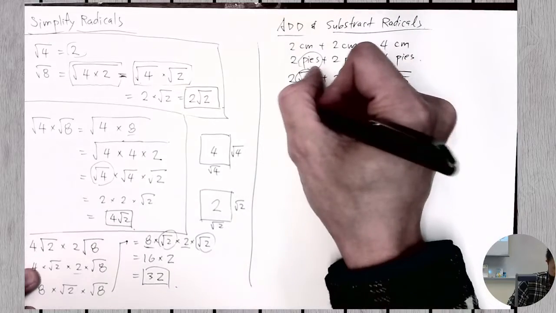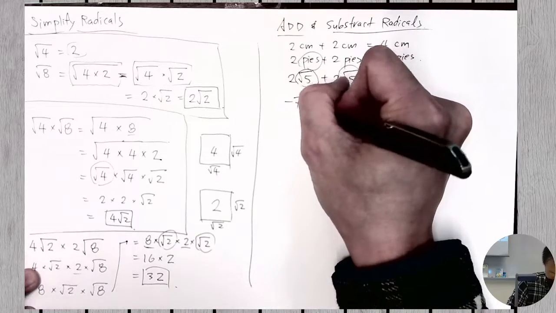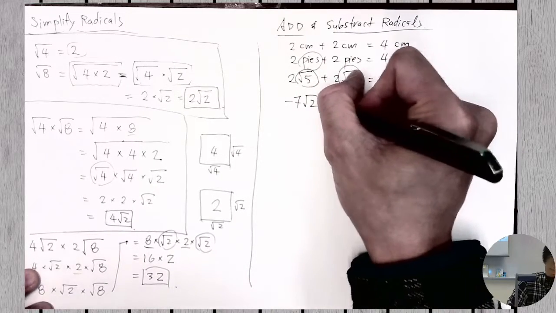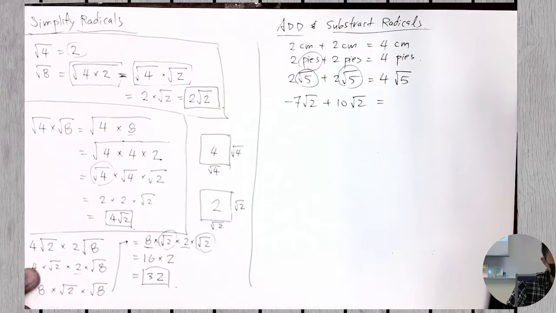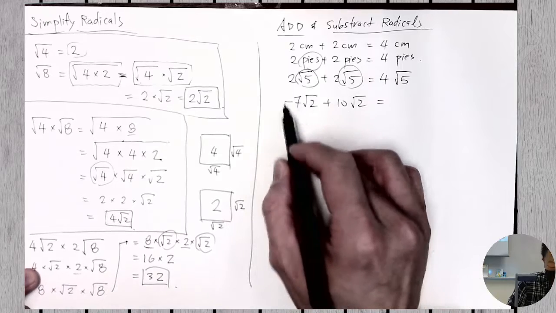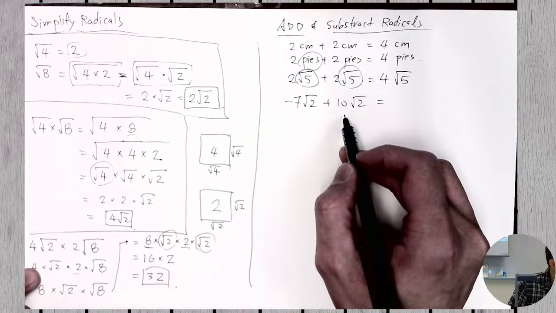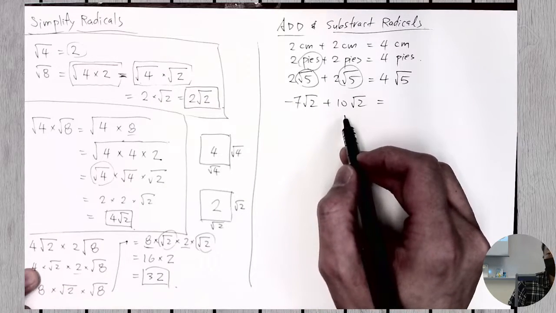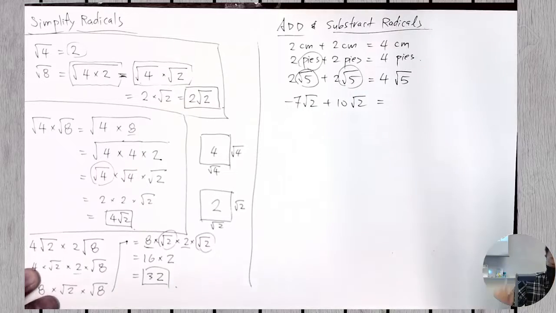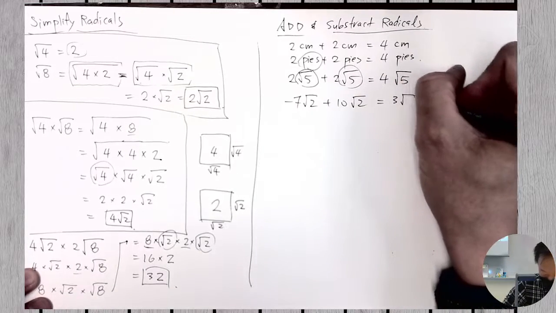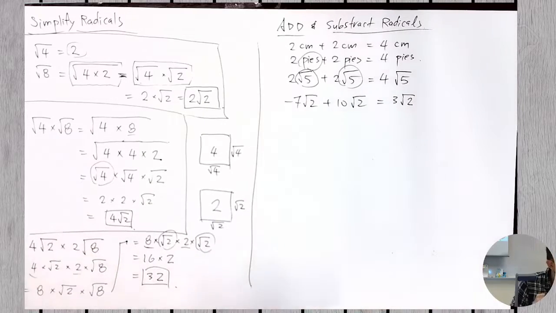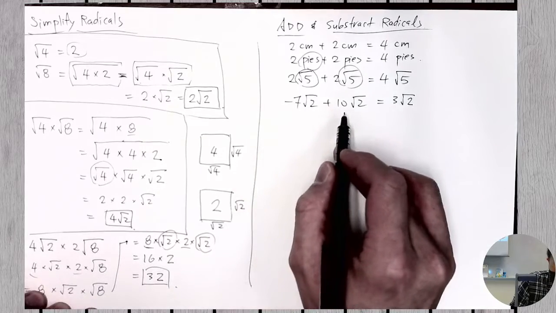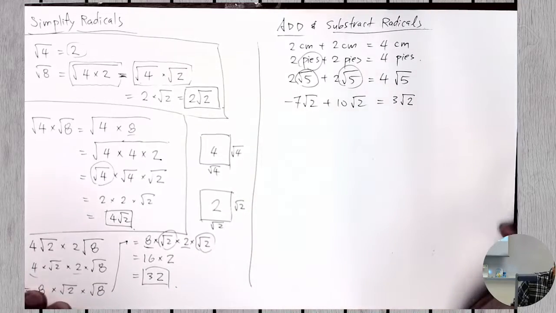All right? If I have negative 7 square root 2 plus 10 square root 2, what would I have? So I have negative 7 of something plus 10 of something. I would have 3 of something. Thank you so much. 3 of something. Don't worry about what the square root number is. Just treat it as something. All right? So negative 7 plus 10 is 3 of something.